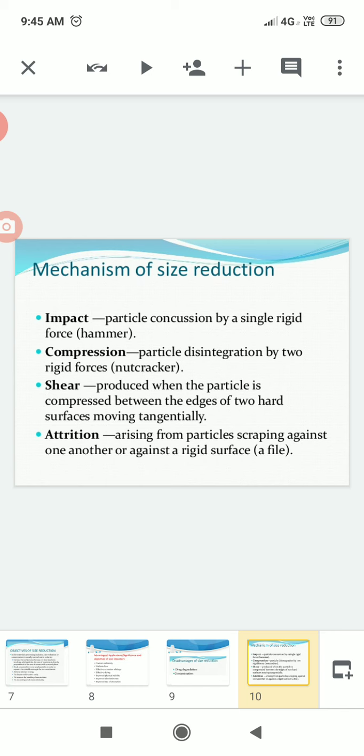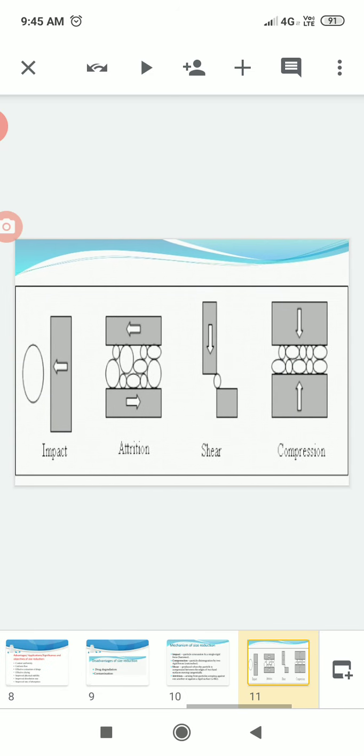Okay, the mechanism of size reduction. And now in the further class we will study the mechanisms and the factors affecting size reduction, and the equipment.